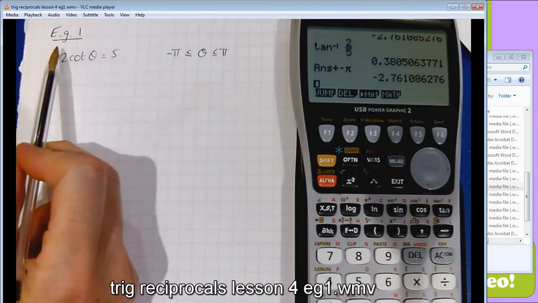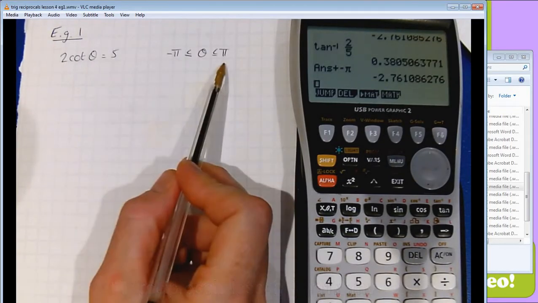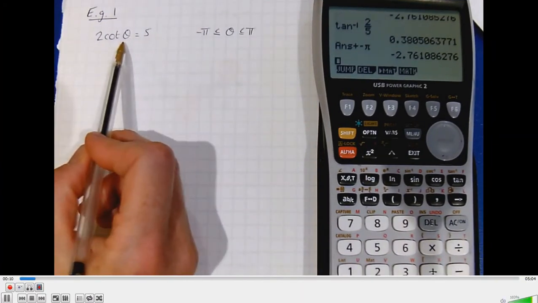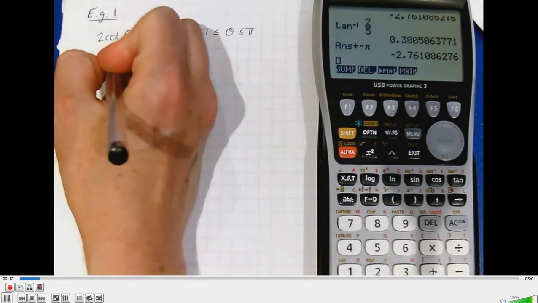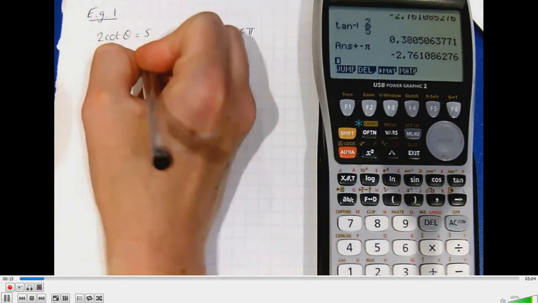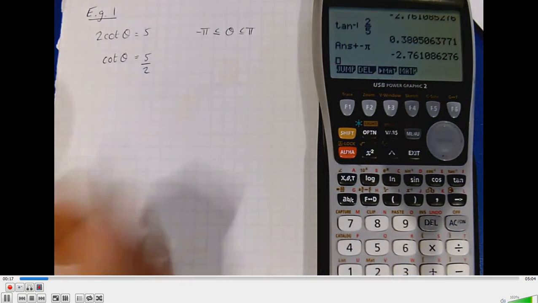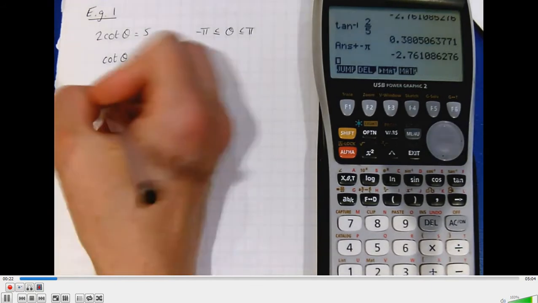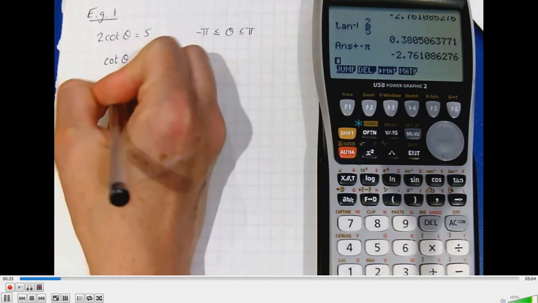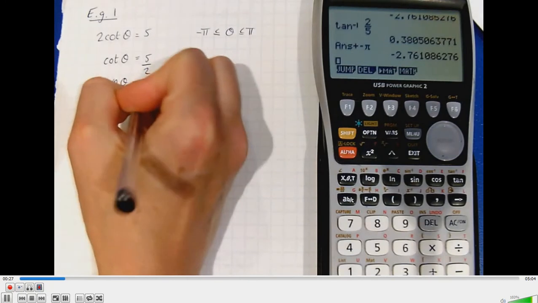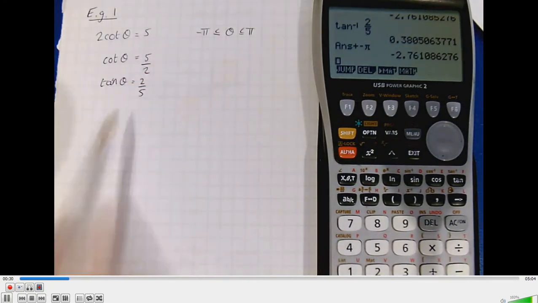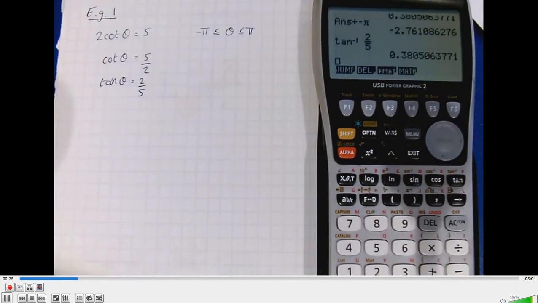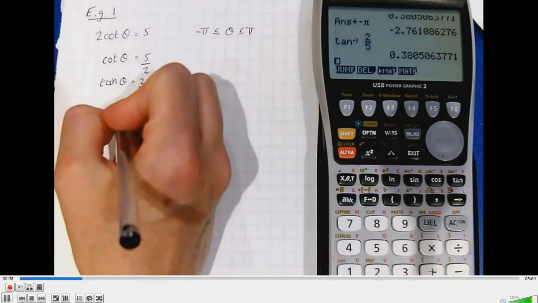For the first example, we see that we're working in radians. The trig function is not the subject at the minute, so we need to divide through by 2 to make sure it's on its own before we start. Your calculator doesn't have a cot button, so we take the reciprocal. We're now in a position to use inverse tan on the calculator, so shift tan of 2/5 gives us 0.381 radians.